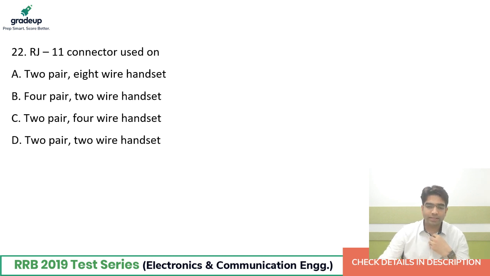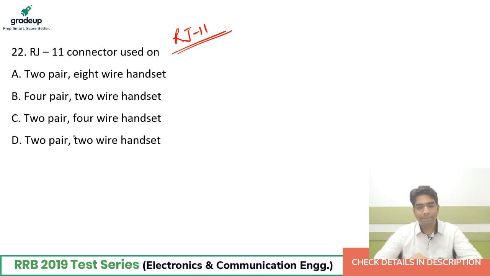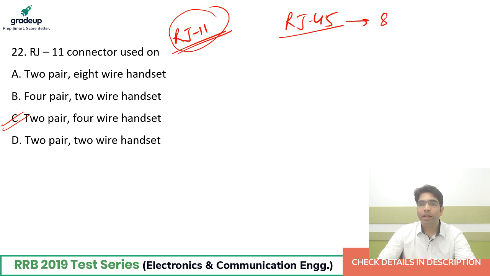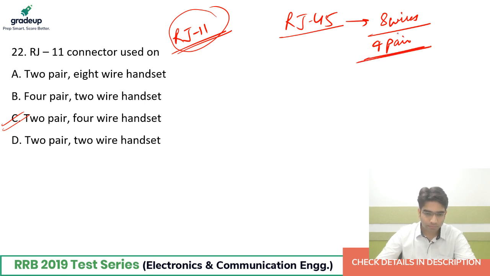RJ11 is the name given to registered jack 11. What will be the answer? 4 wires. Correct. RJ11 has 4 wires, 2 pairs. My answer is A. Why should you give A as the answer? RJ11 has 2 pairs, 4 wires. Okay. RJ45 has 8 wires and 4 pairs.